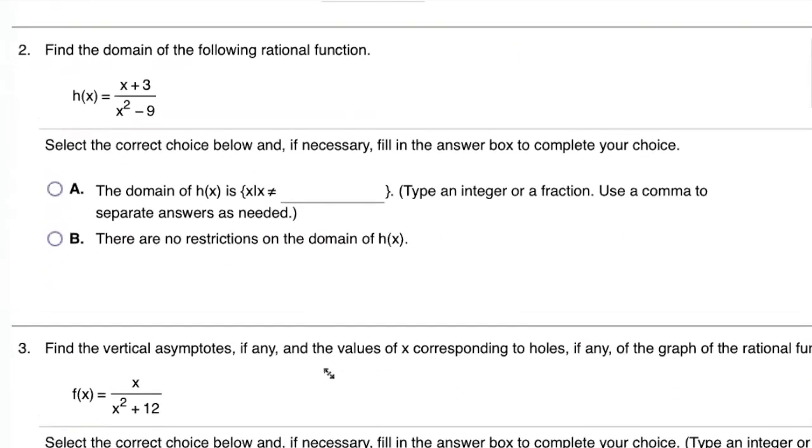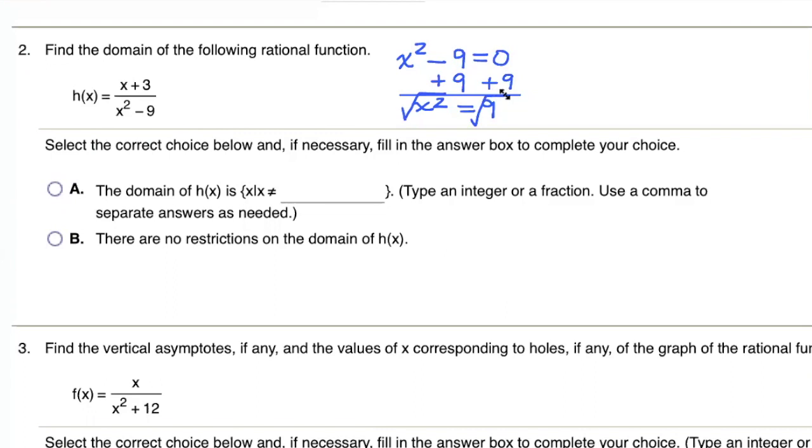Now, number 2 asks us to do the same thing, but we've got a more complicated denominator here. So in this particular case, we're once again going to find the root for the denominator. So I'm going to set it equal to 0. Now in this case, you can just do the opposite operations, getting rid of your addition first, and then getting rid of the square on the x by taking the square root.